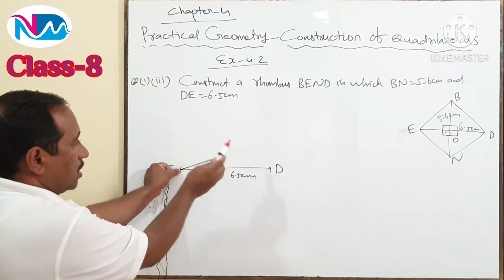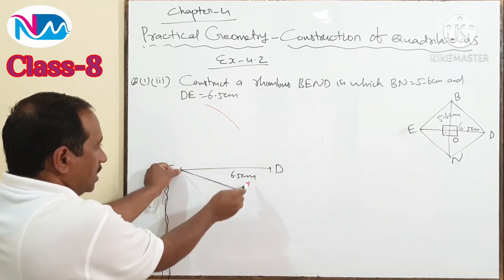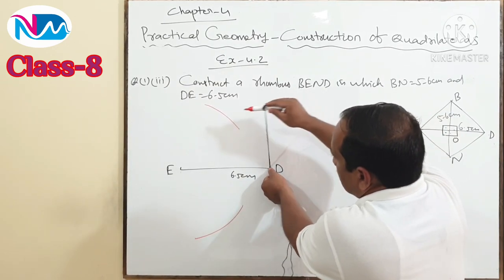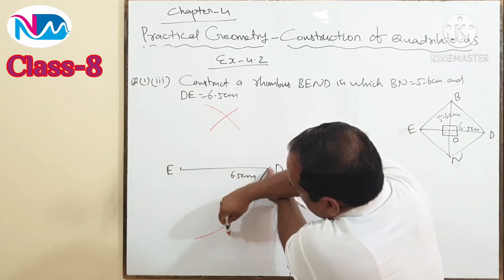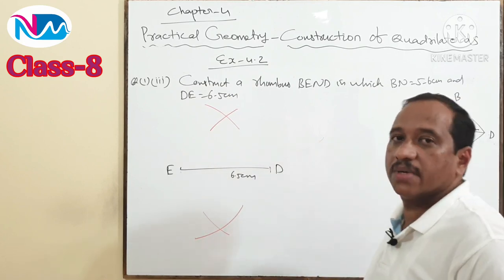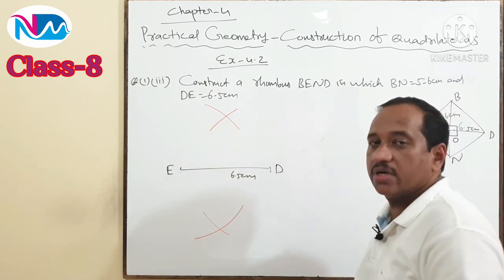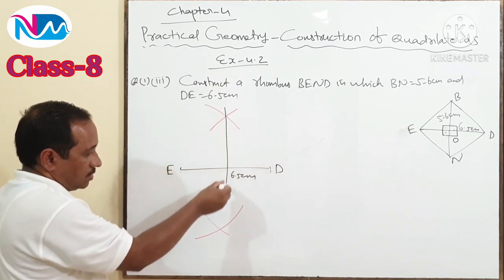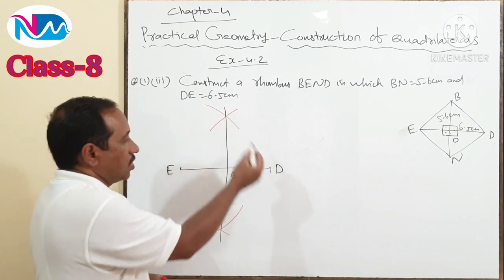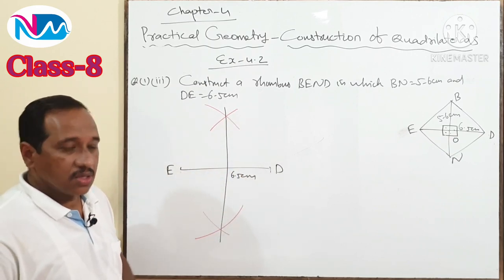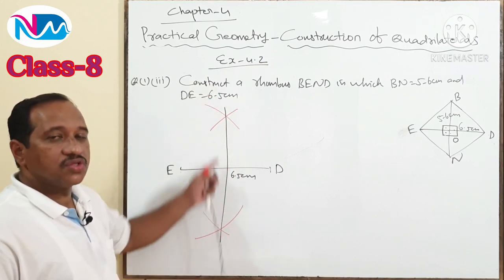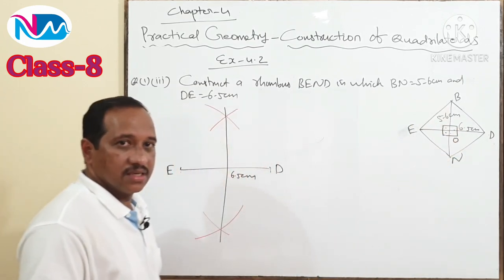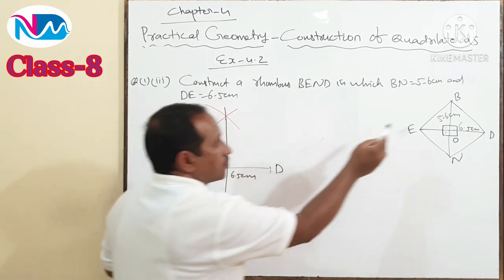One with E as center, above and below DE. The second is with the same radius, D as center, one above DE and the second below DE. So you can see how to draw the perpendicular bisector. Now you have to join these two points using a scale. Here, I join these two points using a scale and I get the perpendicular bisector of the diagonal DE. Now, the other diagonal BN will be along this perpendicular bisector. And as I told you, this diagonal also will be bisected. That is, above this, it will be half of 5.6.